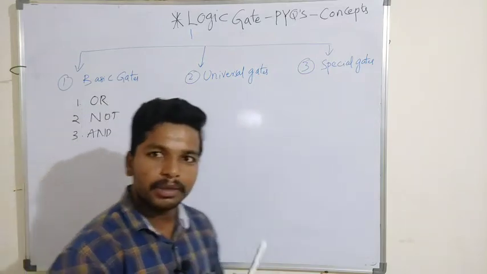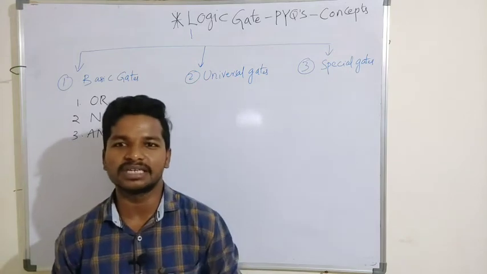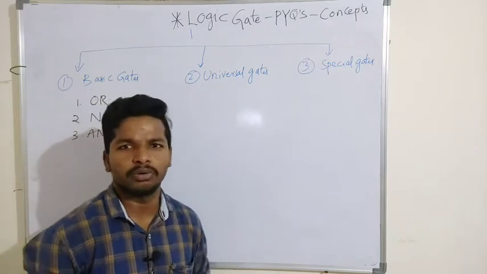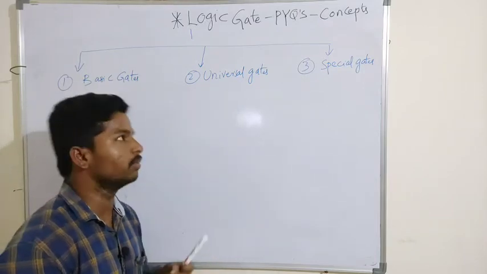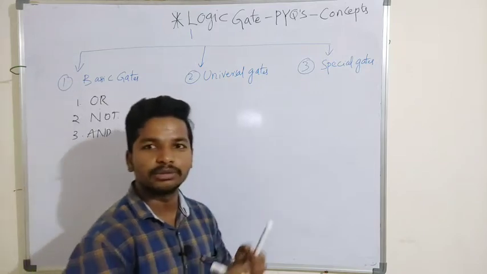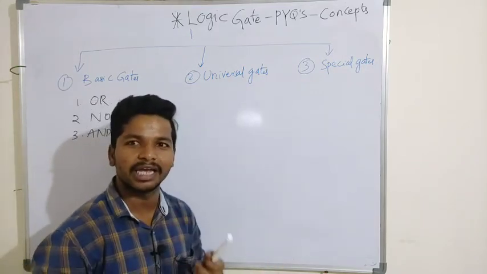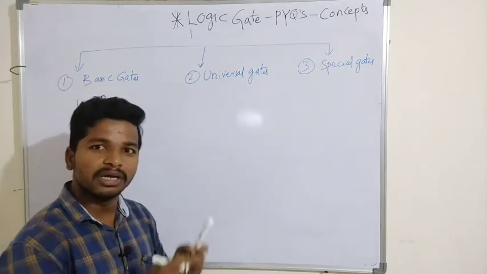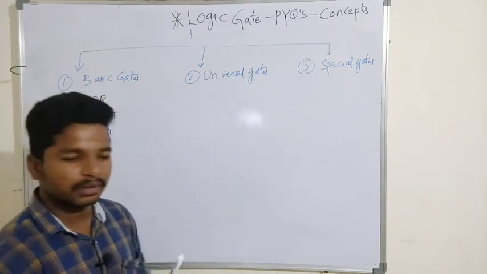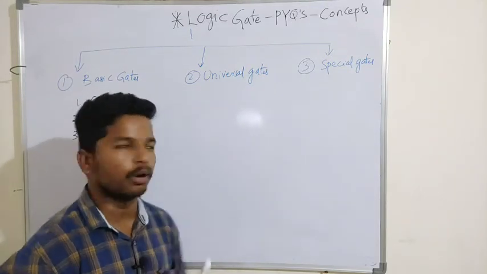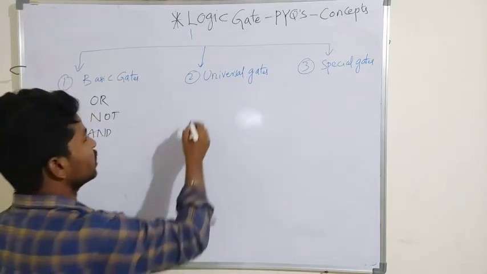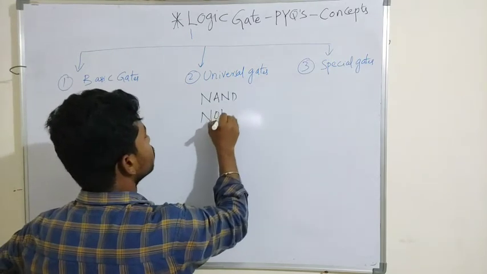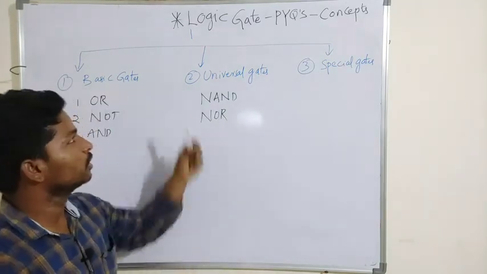In the exam, they may ask which of the following is a basic gate, or which one belongs to the universal gates, or which one comes under the special gates. Whatever questions we solve in this video will be solved in less than 1 minute, so we have to be very careful about the small points. The universal gates are the NAND gate and the NOR gate.